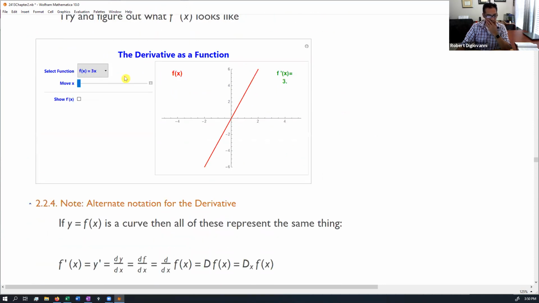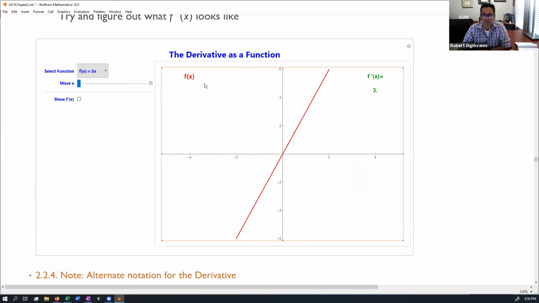Let's take a look at another one. What you're looking at is a function. Here it is. It's actually the function 3x. Can anybody tell me what the derivative is going to look like here? Is it just going to be 3? 3. Look, this is a straight line, right? So no matter where you are on this line, the slope of the tangent line is always 3, right?